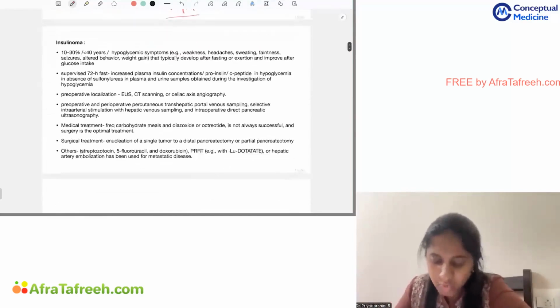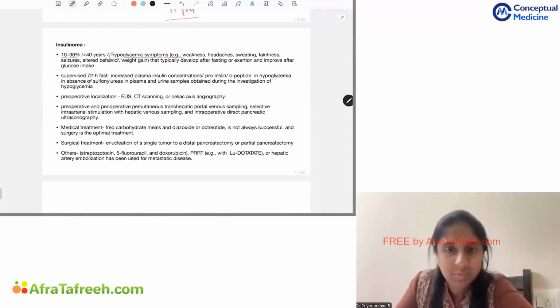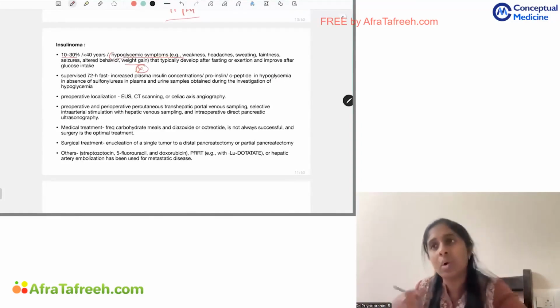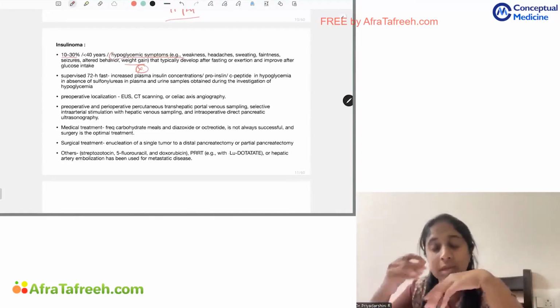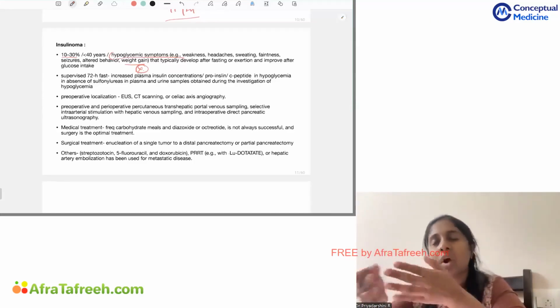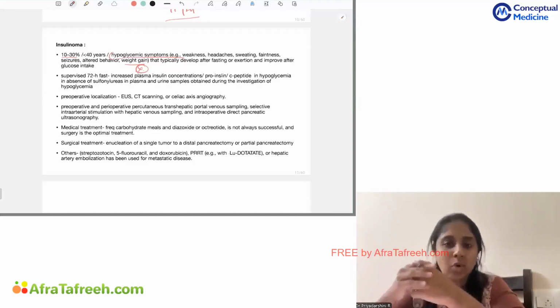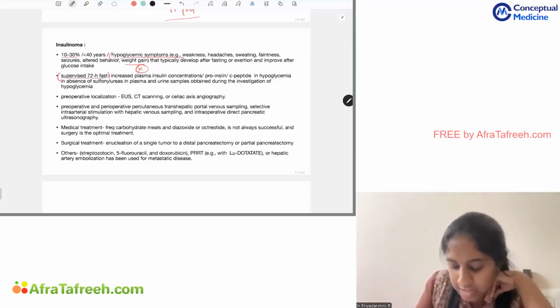Okay. So moving on to the insulinoma, I told you already, it's 10 to 20%. They may present with hypoglycemia symptoms. Weight gain is one characteristic symptom, because to counteract hypoglycemia, they will go on eating. So weakness, headache, sweating, faintness, seizures, everything can come. But what they will do, they will compensate it by eating more and more and more. A supervised 72 hours fasting test can be done.